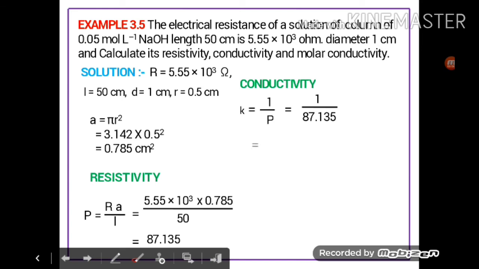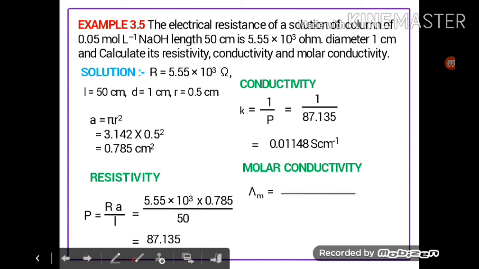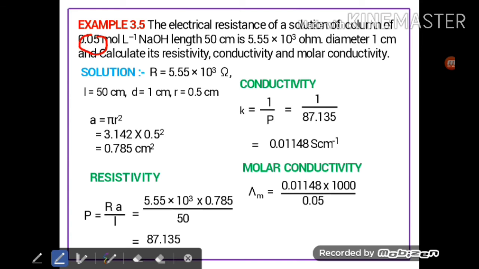If you solve it, you will find the answer, that is equal to 0.01148 Siemens centimeter inverse. After that, the molar conductivity. The relation between molar conductivity and conductivity is: molar conductivity lambda m is equal to conductivity kappa into 1000 divided by concentration C. The concentration of the solution is given in our question, and this value is given here, 0.05.